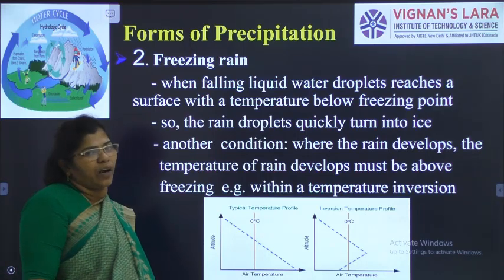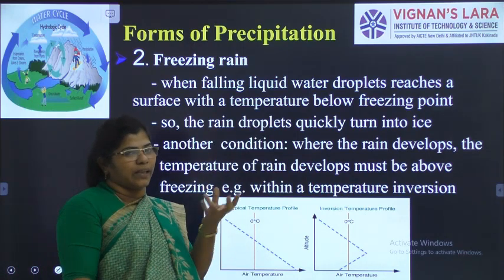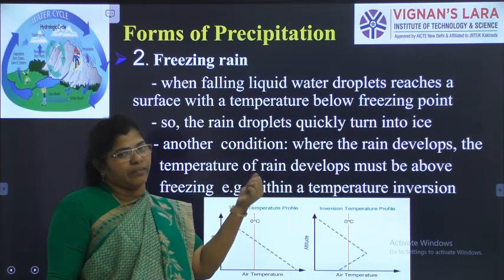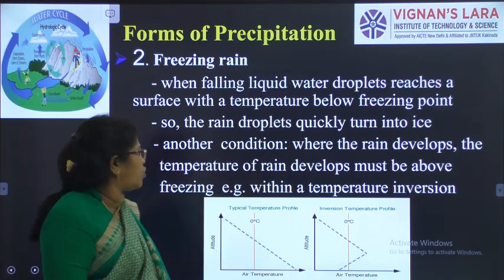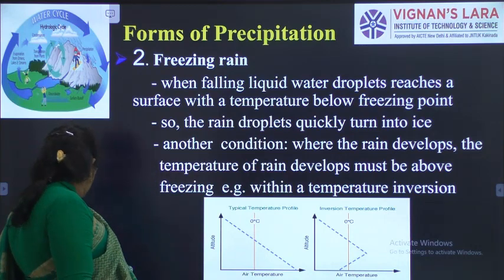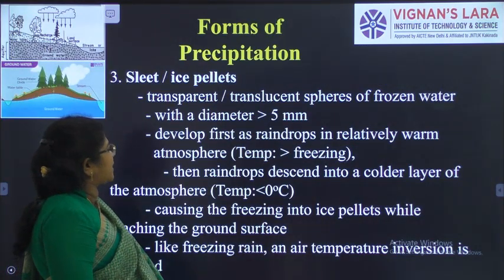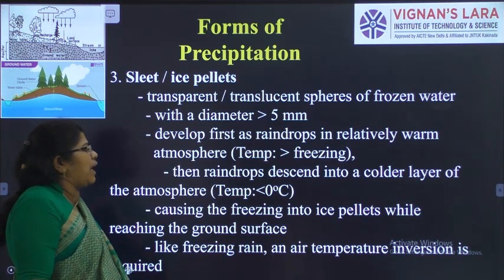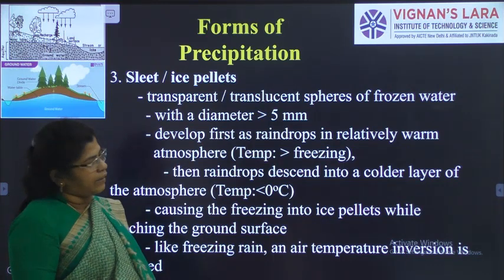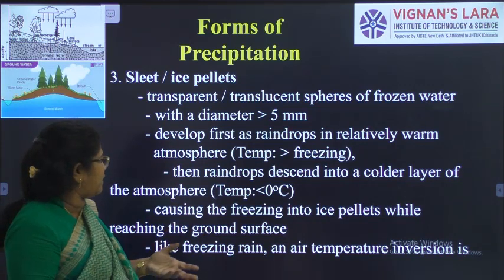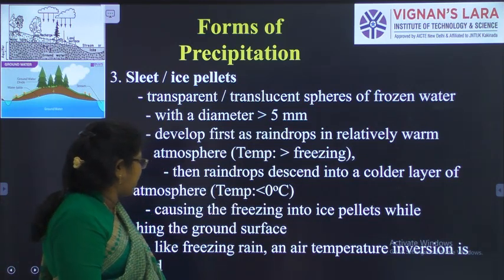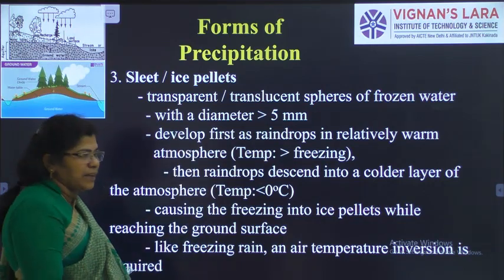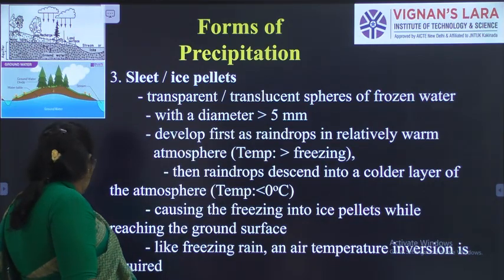The next one is the freezing point. When the water droplets reach the ground as snow, then we call it freezing. When it reaches freezing temperature it forms snow. The next one is sleet, the ice pellet. The diameter is greater than 5 mm and the temperature will be just the freezing temperature or less than 0 degrees. It freezes and forms ice pellets. Pellets are small pieces of ice.